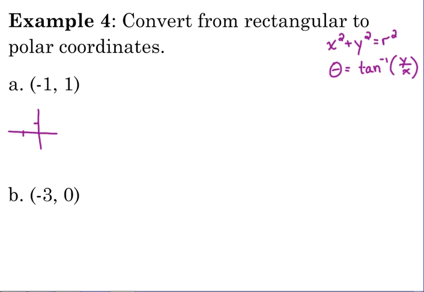-1, +1 is the point midway through the second quadrant. -x, +y, we're in the second quadrant. So let's plug in our x. Let's plug in our y. That's equal to r squared. So -1 squared is 1, +1 squared is 1. 1 plus 1 is 2. So the square root of 2 is our radius.